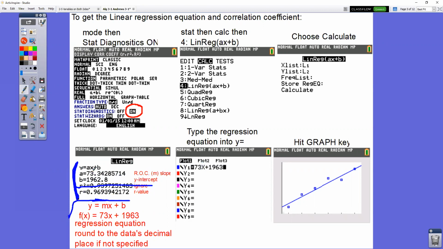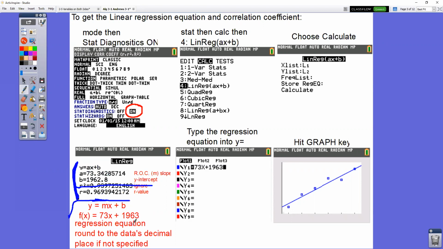What you're going to do with that A and your B value is form an equation. The generic form for the equation of a line is y equals mx plus b. This m is your A, the number that goes in front of the x. So from our data, we're going to have 73x. And our y-intercept is our plus b, which is that 1,963.